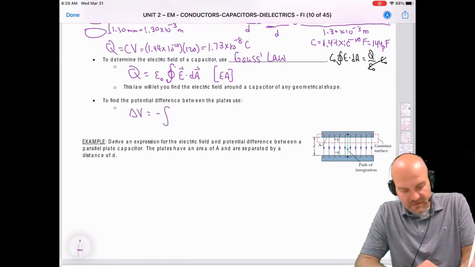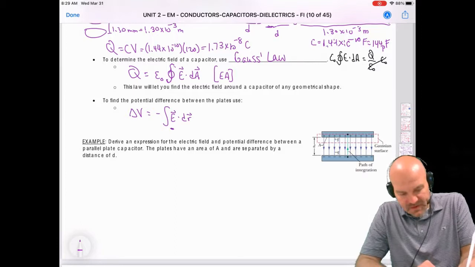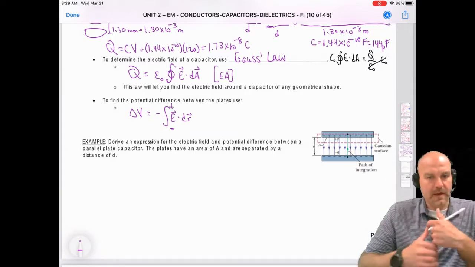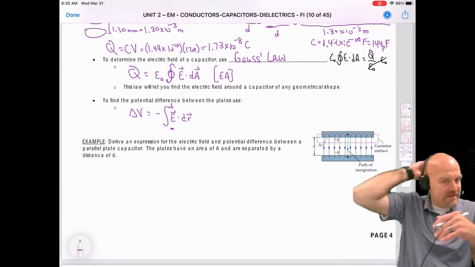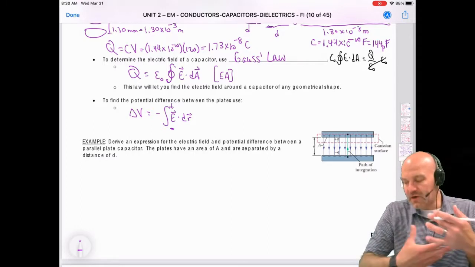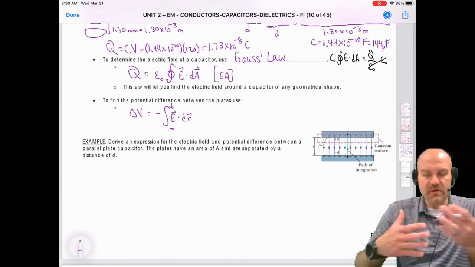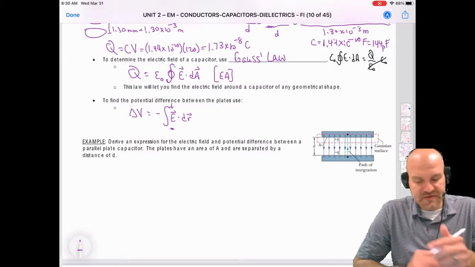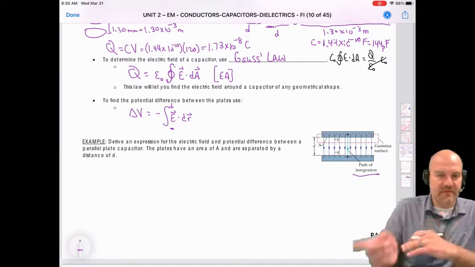Now, to find the potential difference, we're going to use our equation from before: negative the integral of E dot dr. Our limits of integration are going to be from the negative plate to the positive plate, separated by a distance d. So sometimes that r can be replaced with d, or you can leave it as r and replace whatever you want into d. You can see in this diagram to the right that the path of integration goes from negative to positive.